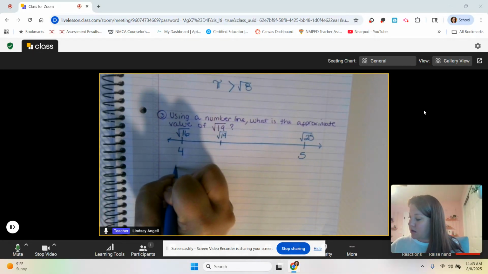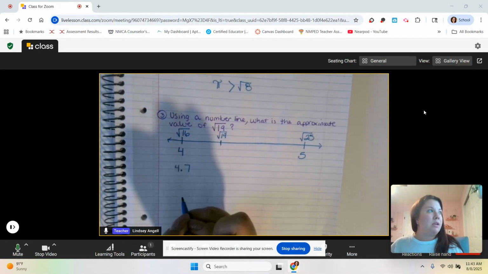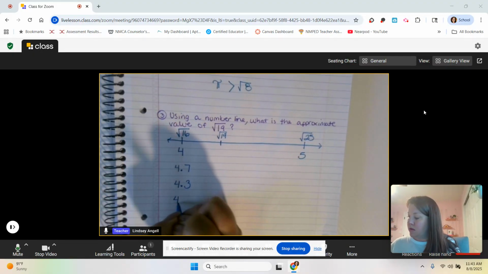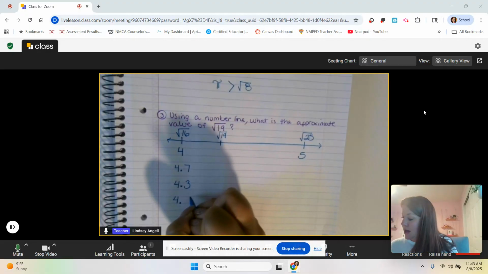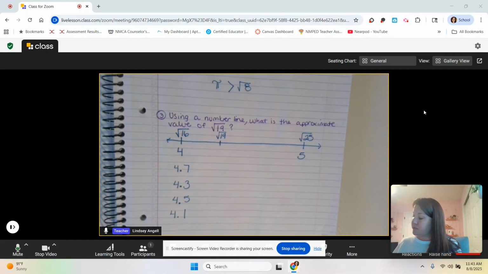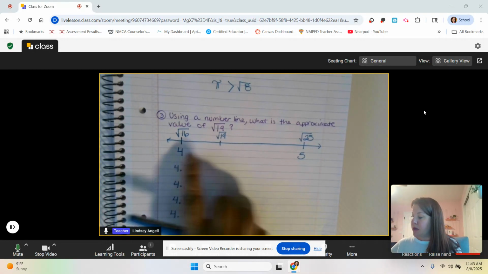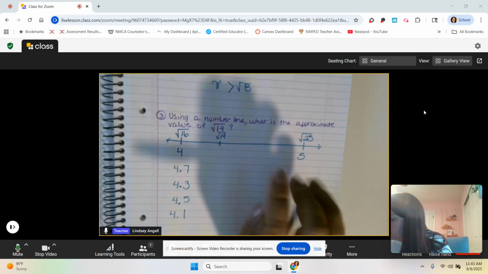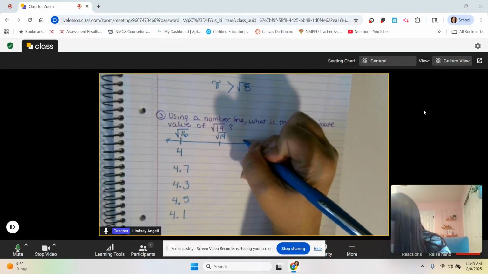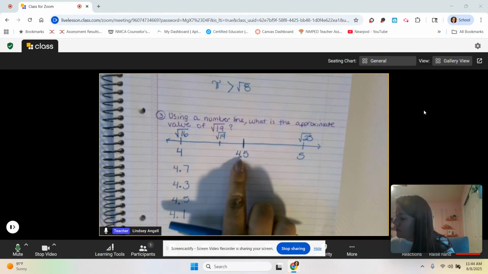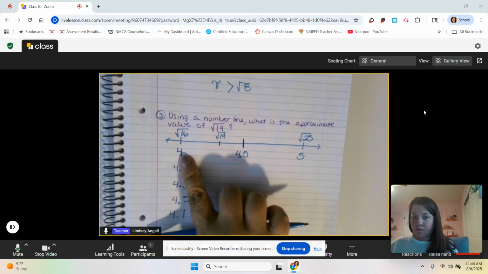Let's see. We're given 4.7, 4.3, 4.5, and 4.1. Okay? Well, I want you to notice something, right? We're between 4 and 5, so it makes sense that they all start with a 4. But if I were to make another line right here, that would represent 4.5, right? It's halfway between 4 and 5.